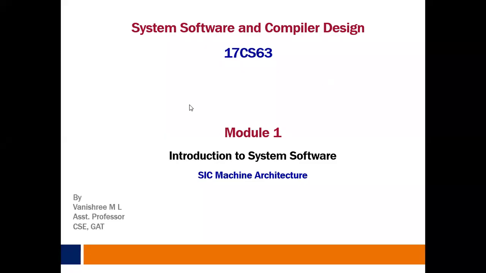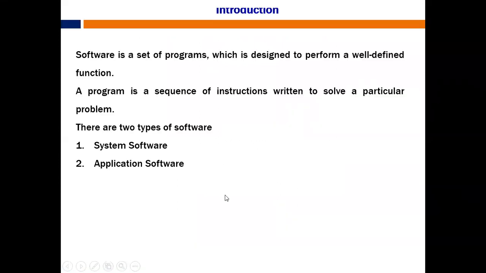Hello students, in this video we will see module 1 of system software and compiler design, the introduction to system software, and then we will see the architecture of SIC machine. So first let us see what is a software. A software is a set of programs which is designed to perform a well-defined task or function. A program is a sequence of instructions written to solve a particular problem.